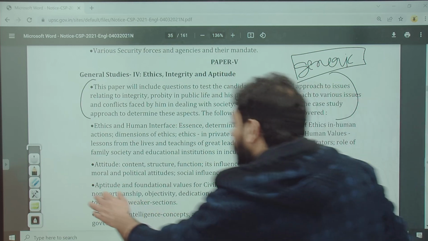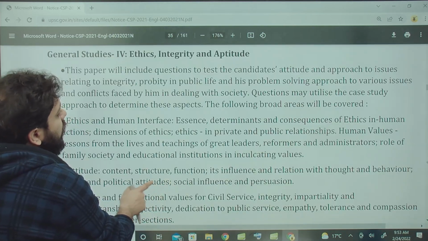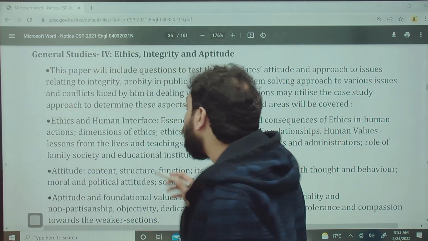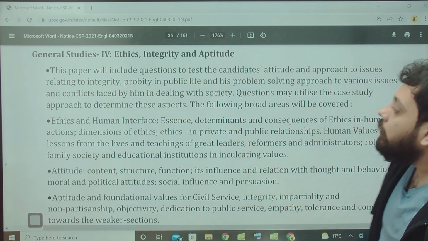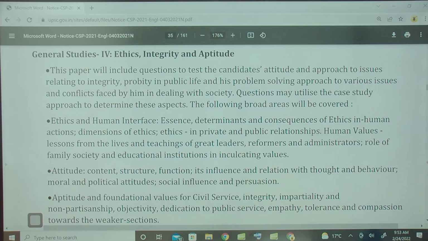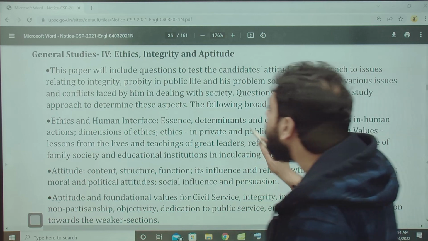Let's read it in a little detail to set our tone for understanding the kind of papers we have to be attempting later. Ethics, integrity and aptitude. This is the title of the subject. This paper will include questions to test the candidate's attitude and approach to issues relating to integrity, probity in public life, and his problem-solving approach to various issues and conflict faced by him in dealing with society. Questions may utilize the case study approach to determine these aspects. The following broad areas would be covered, right? So you can see, from this point, we come to the specific points which are a part of the ethics syllabus.